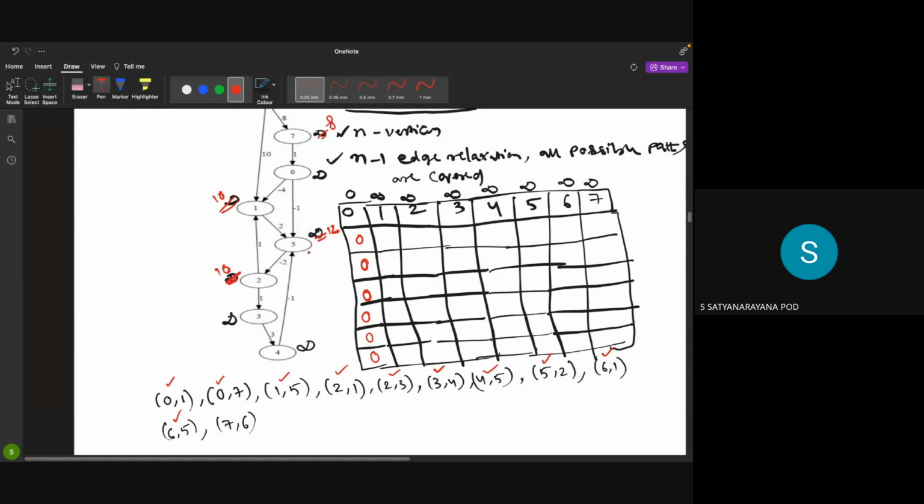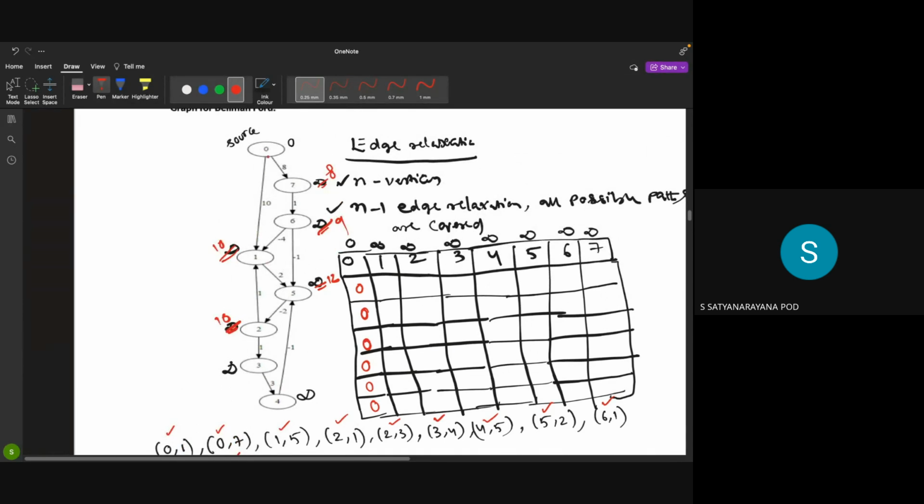7 to 6. Already 8 is there. 8 plus 1 is 9. Is 9 less than infinite? Yes. So 9 is updated. So one phase of edge relaxation is over. Let me update our values. What is my 0 to 1? I'm sorry, 0 to 1 is 10. Next one is 0 to 2. It is 12. This is 10, this is 12. Next one, 0 to 3. That is infinite, as it is.